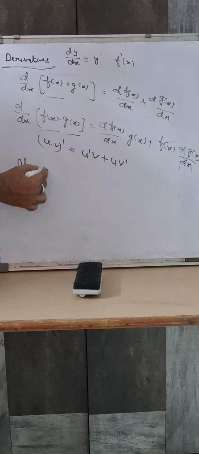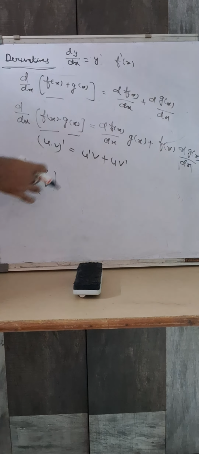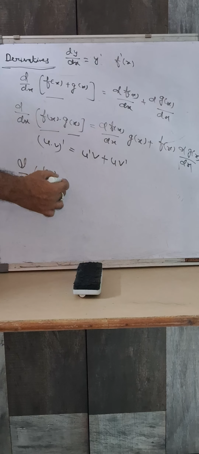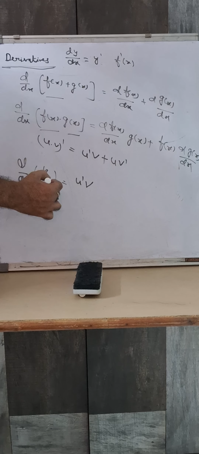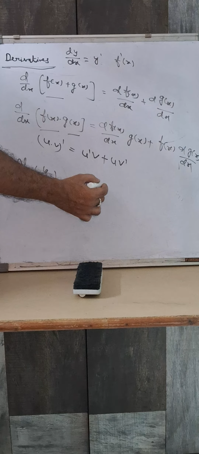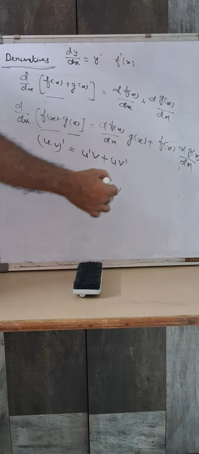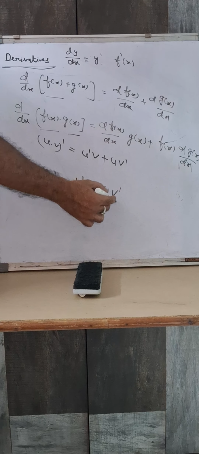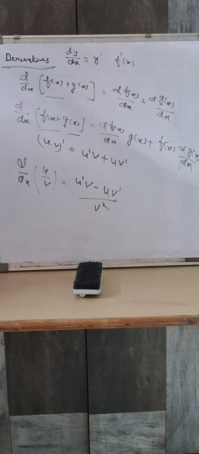Similarly, for division we can derive the formula. How do we get this formula? It is the differentiation of the numerator multiplied by the denominator, minus the numerator as it is times the differentiation of the denominator, upon the square of the denominator. We will do some problems based on it.